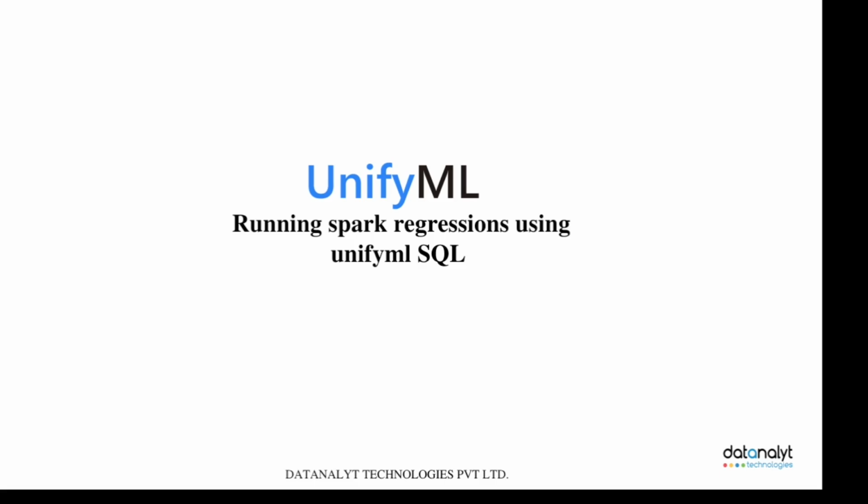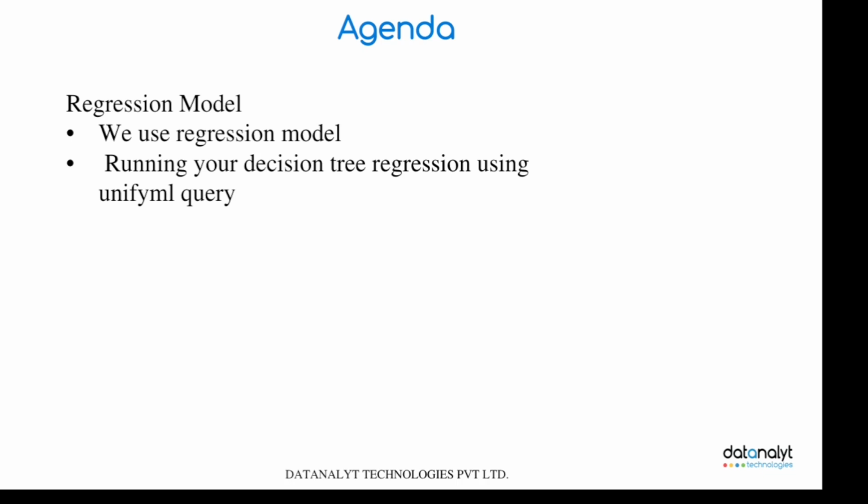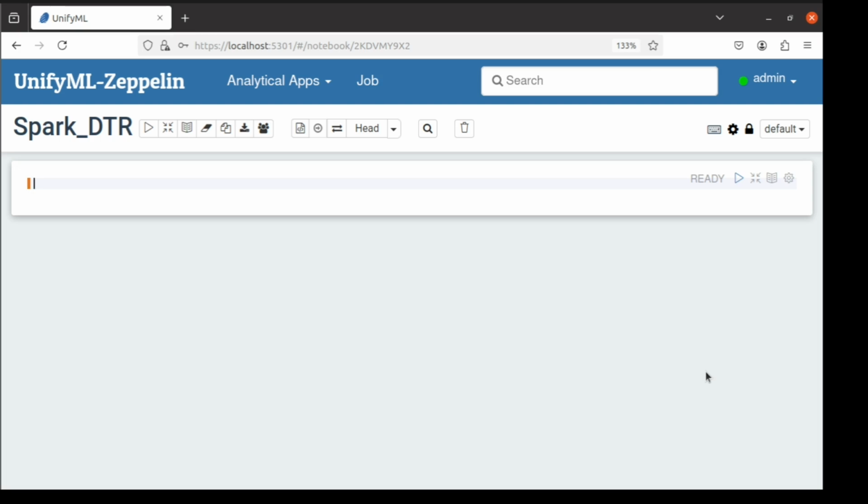In this video, we'll discuss Spark regression using UnifyML SQL. Here, we use the regression model. Let's see a simple example of decision tree regression using a UnifyML query. We will run our Spark Decision Tree Regression using UnifyML SQL.